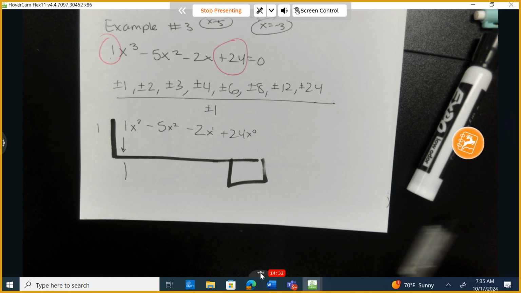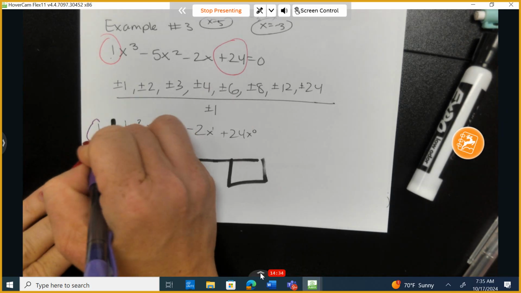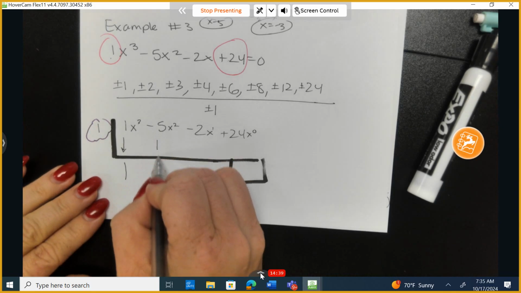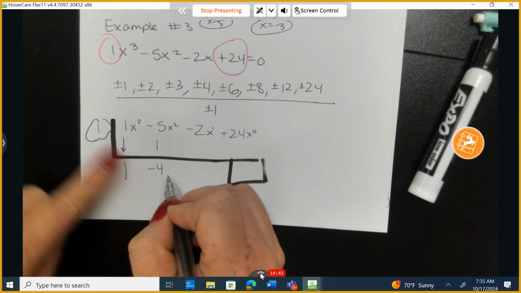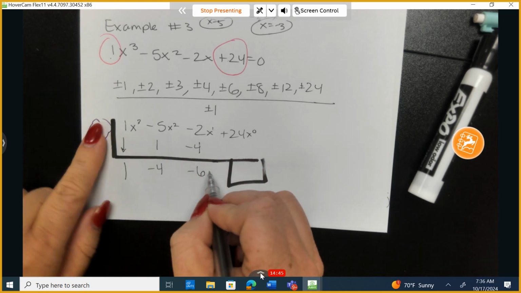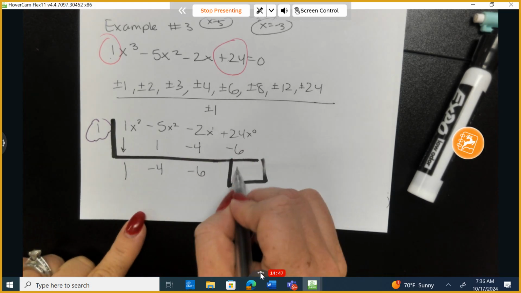Remember, mama method is always going to come back here. This is our magical number that we're multiplying by. 1 times 1 is 1. Add straight down to get negative 4. 1 times negative 4 is negative 4. Add straight down to get negative 6. 1 times negative 6 is negative 6. Add straight down to get 18.